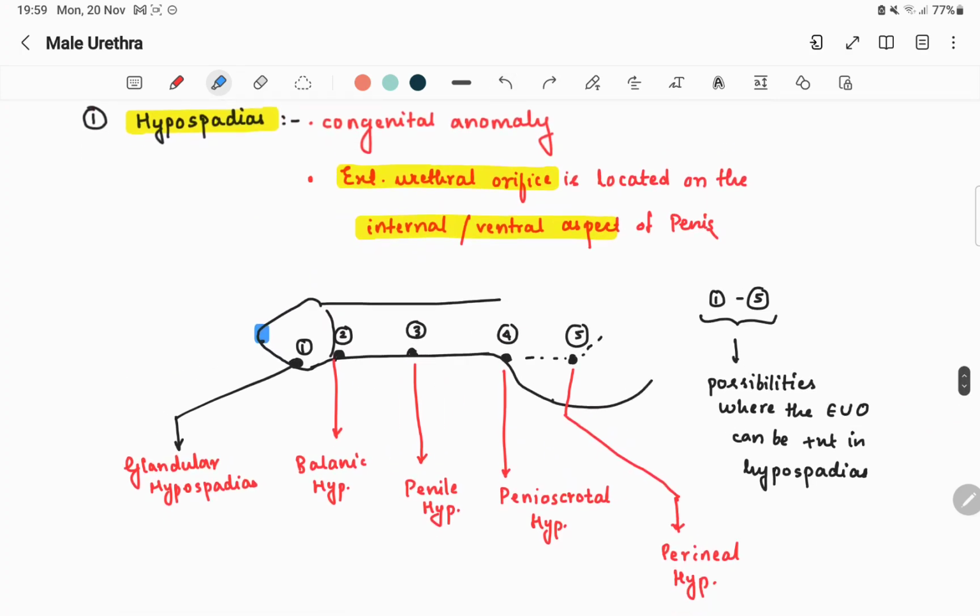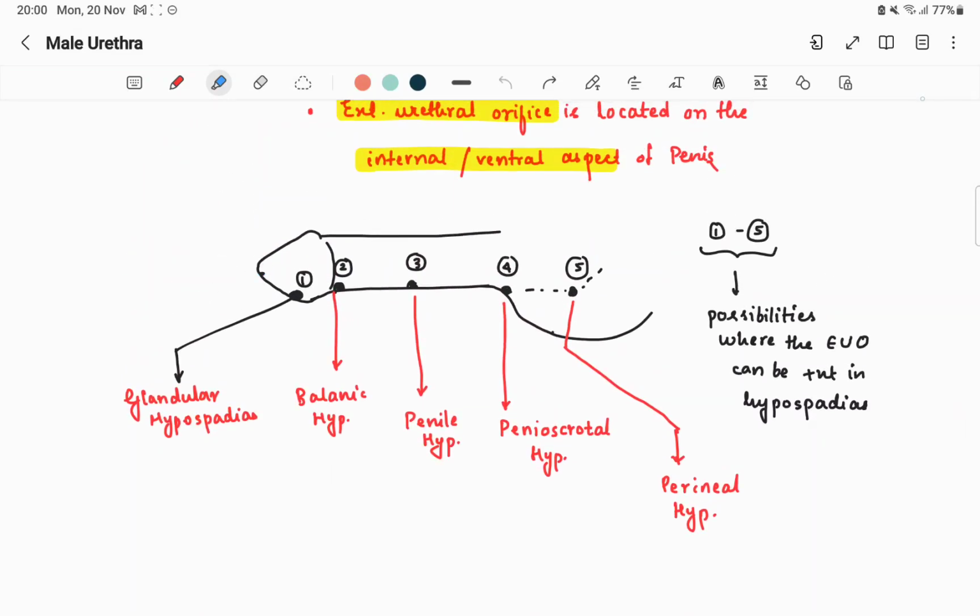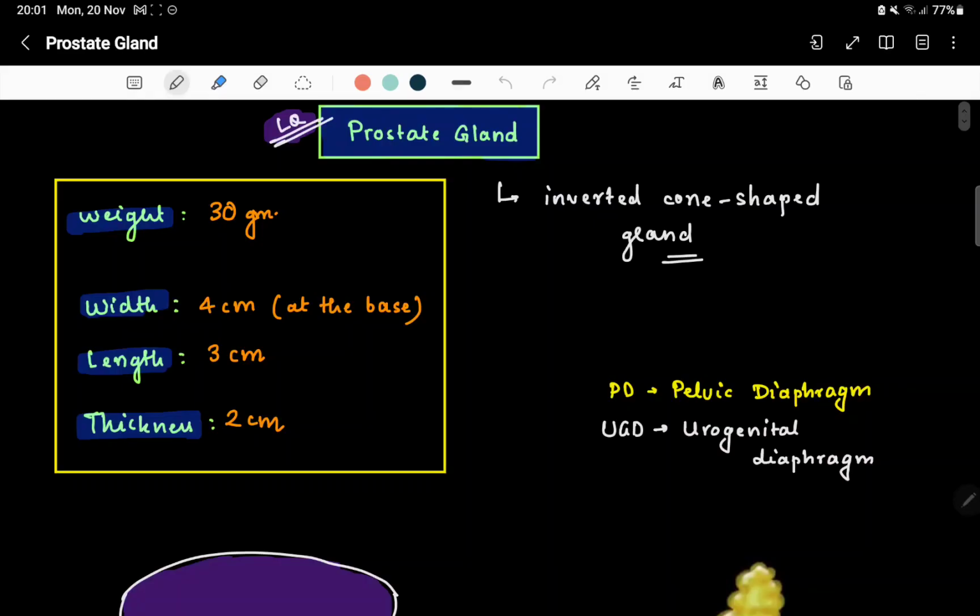Okay, so this is all about your hypospadias. So this completes your male urethra. Let's move on to the prostate gland now. Let's talk about the prostate gland.